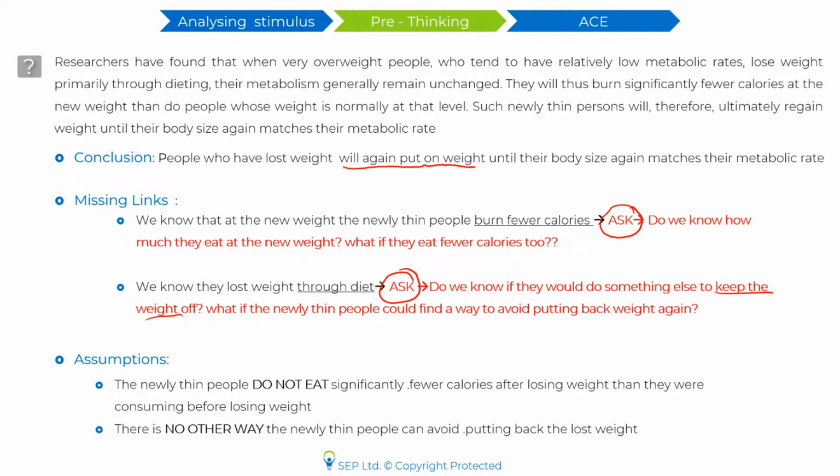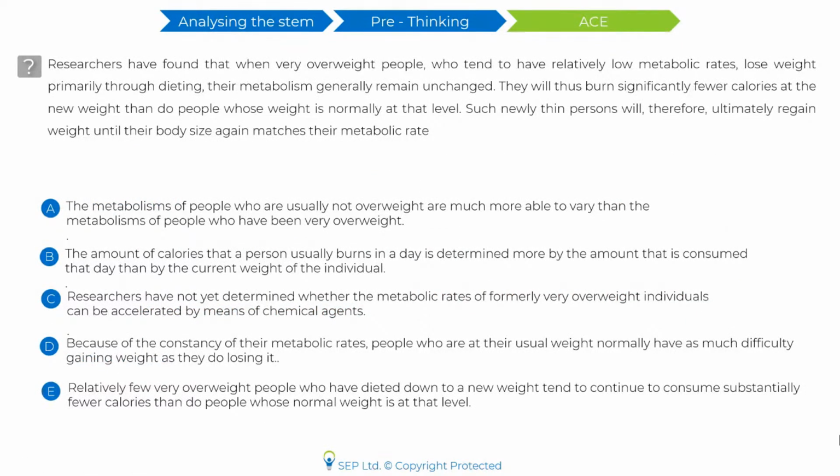All right. Okay. So I'm just going to quickly now move to the answer choice elimination. The metabolisms of people who are usually not overweight. So this is not the category I'm talking about, right? Remember, the category I'm talking about is newly thin people will regain weight. This is talking about people who are not overweight. So I don't care about the metabolism of these people.